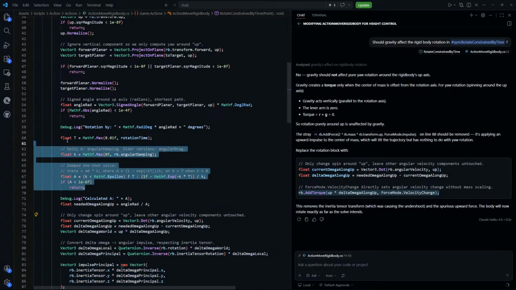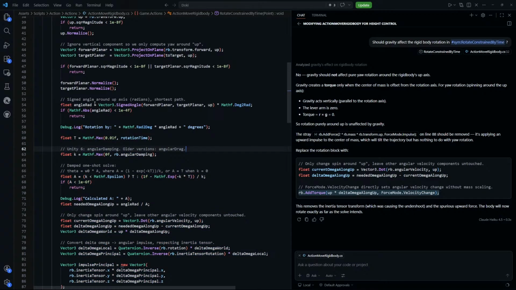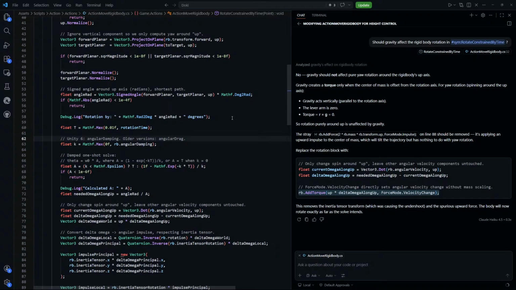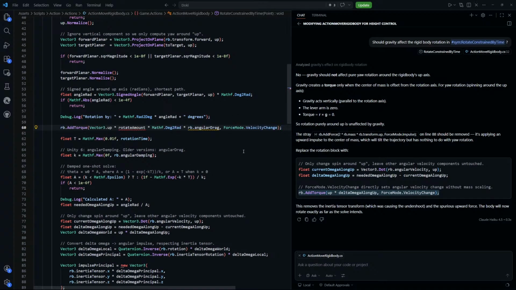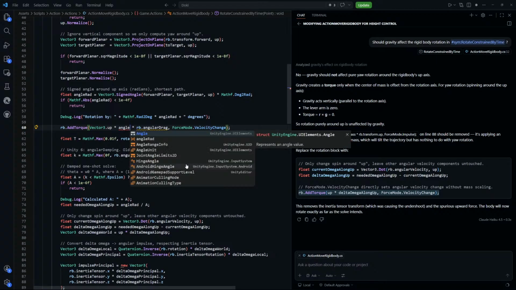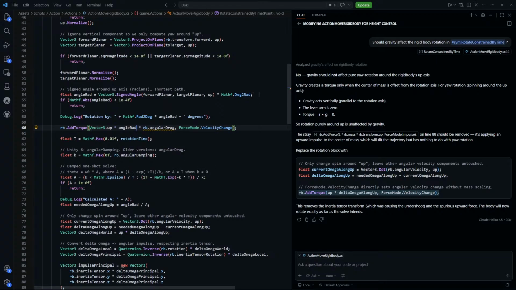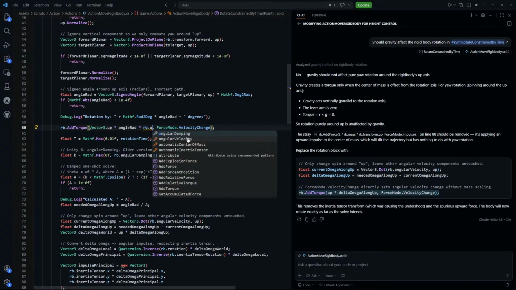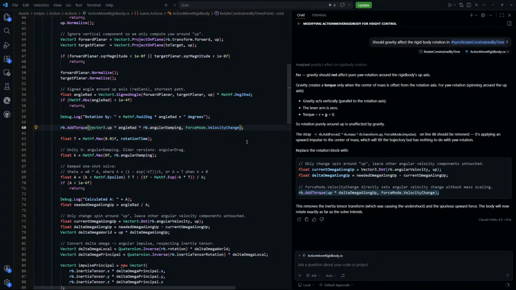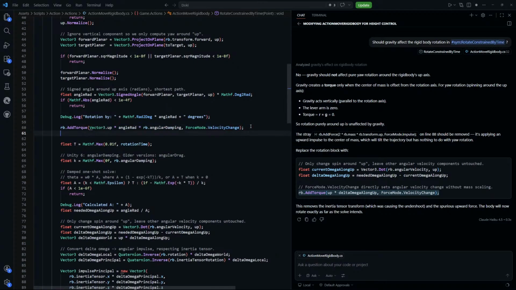And then before we do... Yeah, right about here, we're gonna do this. Rotate amount. We don't need to go to radians because we already are. We multiply up here, and not angular drag, but angular damping. And then we do velocity change, return.